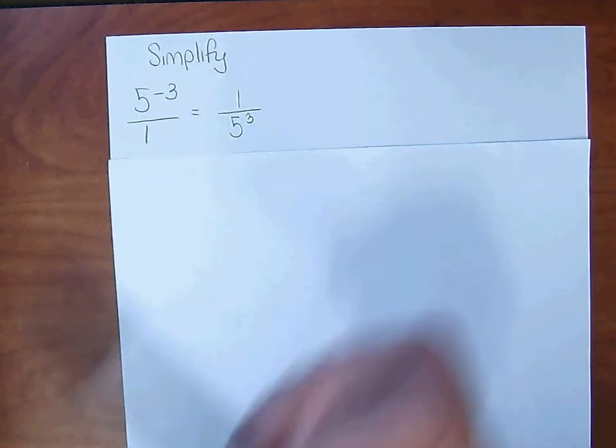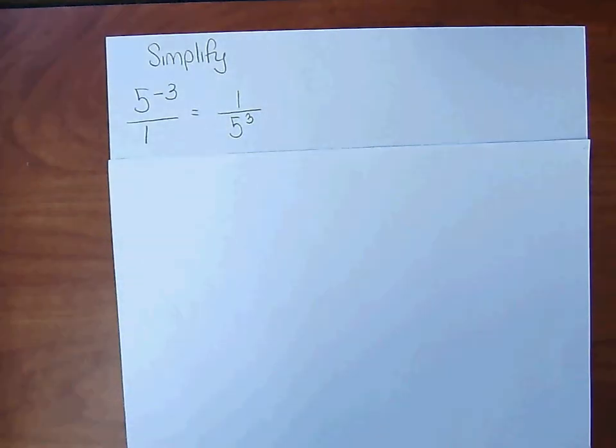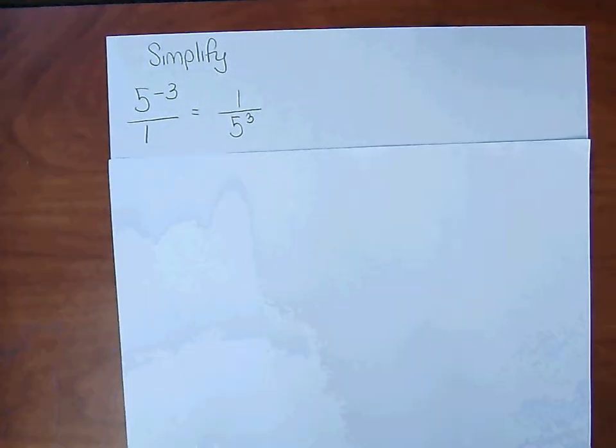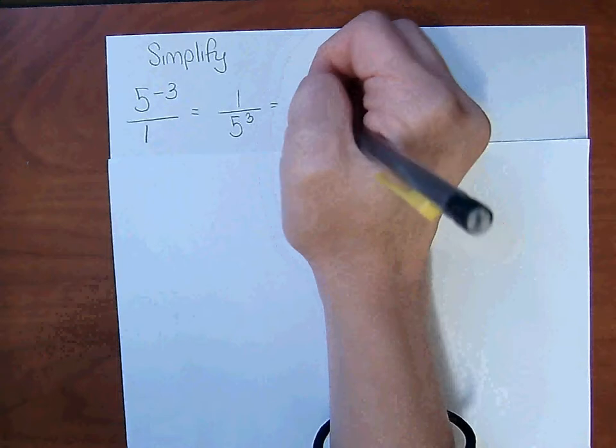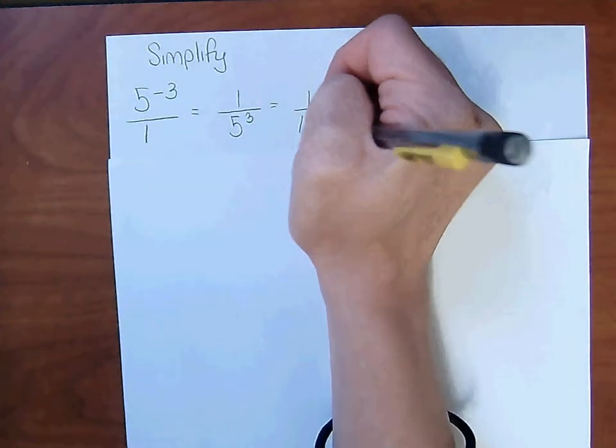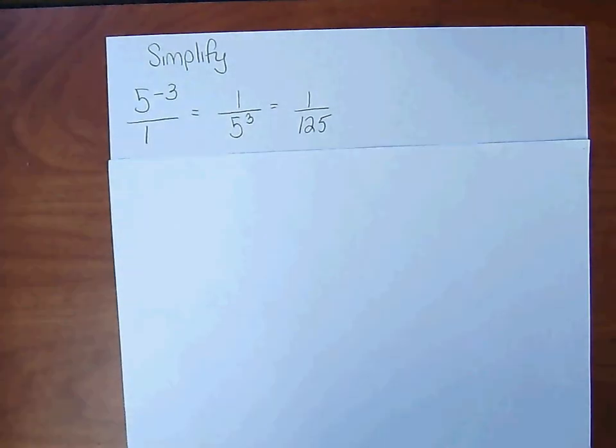If you would like to see the full explanation on that, then check out integer exponents rationale. So let's continue this one. 1 over 5 to the third power, so that would be 1 over 125. Be sure when you write the answer, you put the 125 in the denominator.